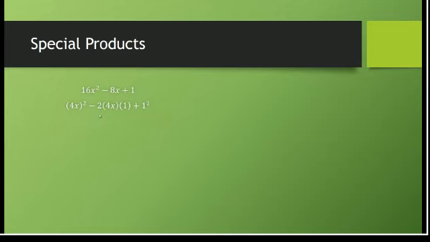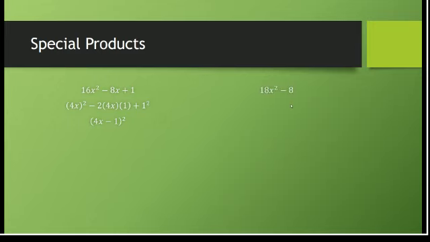Now remember, the middle has to be 2 times the product of the square roots. So 4x times 1, and 2 times 4x times 1 is 8x. So this is a perfect square. Notice I keep the square roots of the front and the back and the sign in the middle. So 4x minus 1 squared.